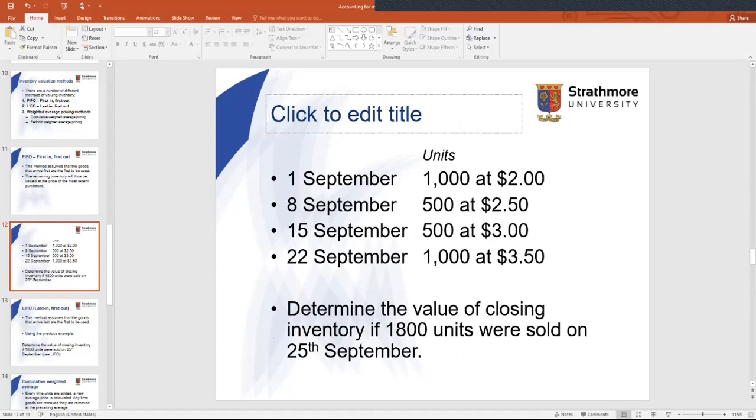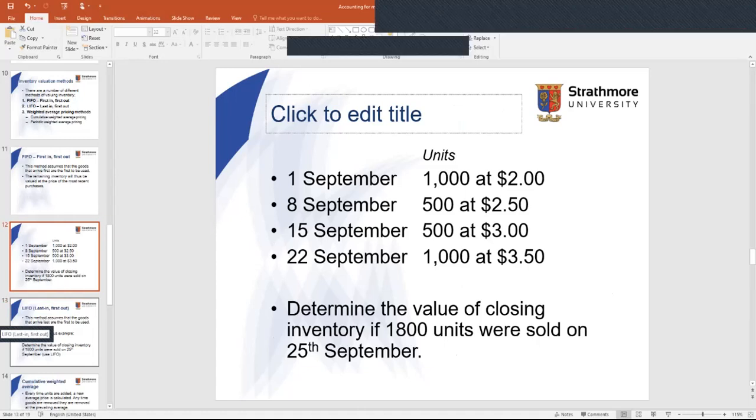This is the same example which we did at first in, first out. But now we want to use a different valuation method, the last in, first out.